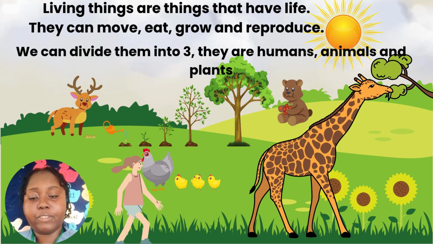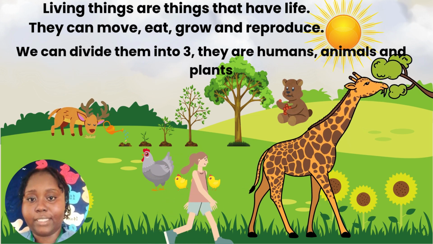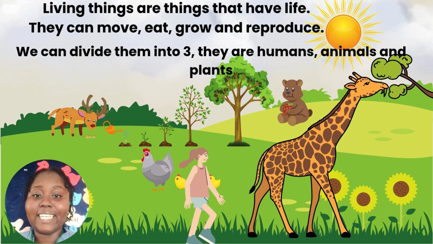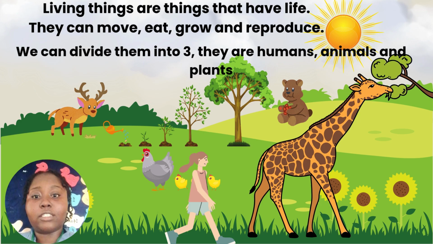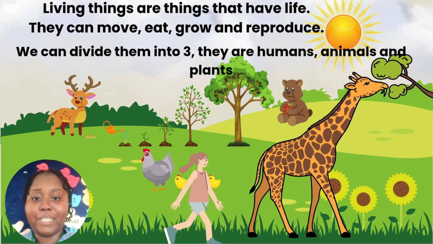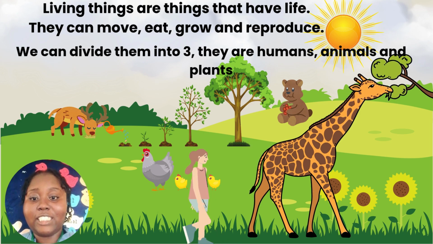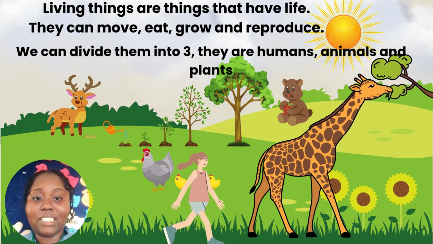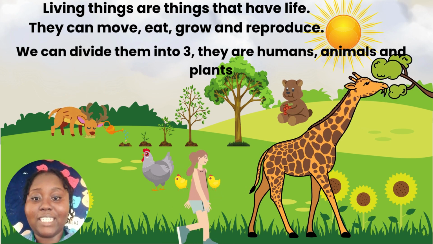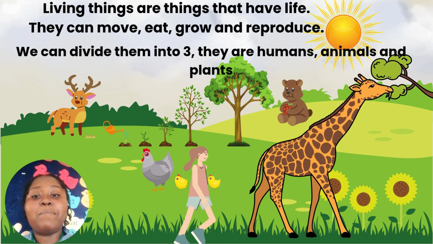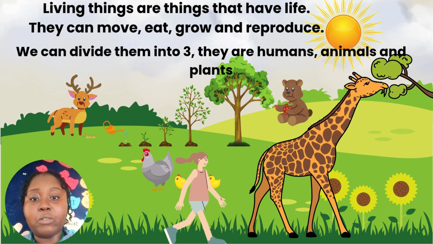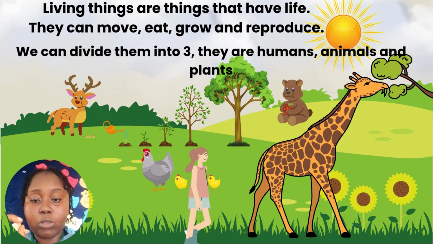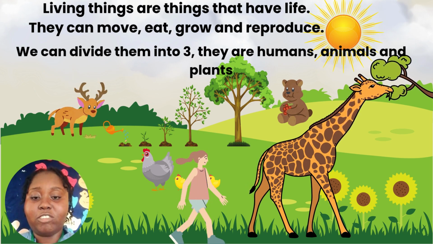Okay, before we move into the movement of living things, let's talk about living things. Living things are things that have life, meaning they can move, they can eat, they can grow, they can reproduce. Just like we can see in the background pictures and the video, we can see the girl, she's a living thing. We can see the animals, the chicken and the baby chicks, the giraffe eating, the bear in the background eating, the deer is also eating. So meaning they can eat, they can grow, they can reproduce. We can also see the trees. The tree started as a small plant, a small seed, then it grew into the tree that it is.